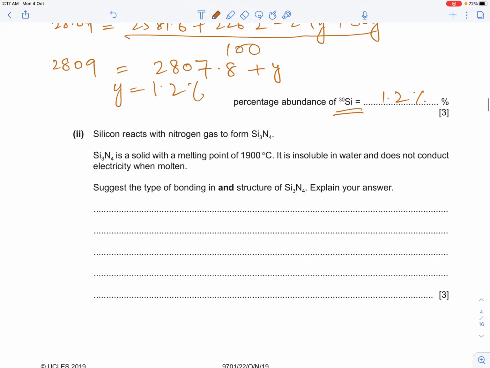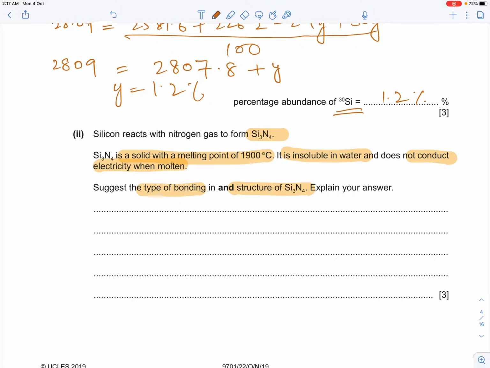Now, the next question is, silicon reacts with nitrogen gas to form Si3N4. Si3N4 is a solid with a melting point of 1900 degrees centigrade. It is insoluble in water and does not conduct electricity when molten. Suggest the type of bonding and structure of silicon nitride. Explain your answer. So you get a lot of these kinds of questions where they'll give you some physical properties and then ask about the type of bonding and structure of that particular compound.